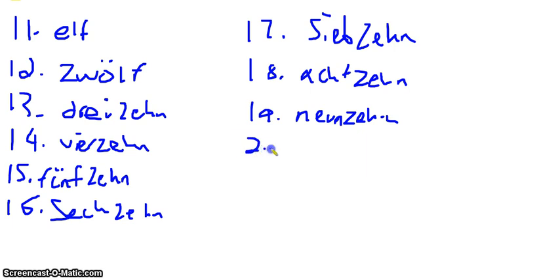20, it's important to note, is zwanzig. Zwanzig. Remember that every W in German is actually a V. So, zwanzig. I want to hit 30 before I start going into the 21 area. It's actually dreißig.